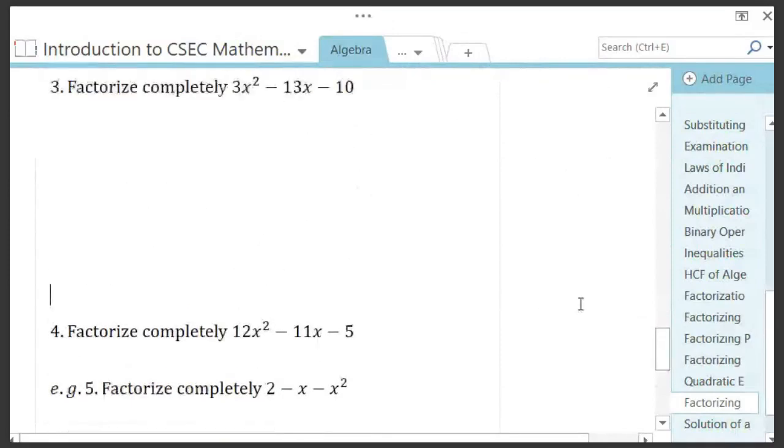For those of you who have finished with 3, you could work on 4. I left it on the screen so you could see it.